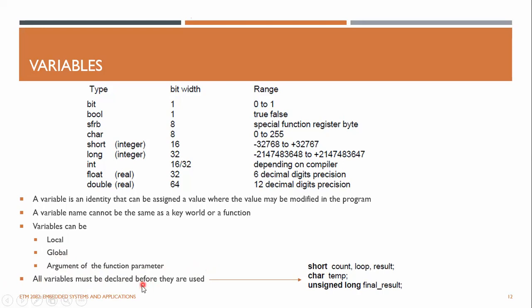And all your variables must be declared before they are used. So at the start of the code, if you use a variable name, like a count, loop, resource, or anything, you have to define what the type is, right? Otherwise, the compiler will just not understand. So if you use a temp as a char, you have to use char. And again, this final hash resource is defined as signed long. So there could be different variable names, not like the 28 keywords.